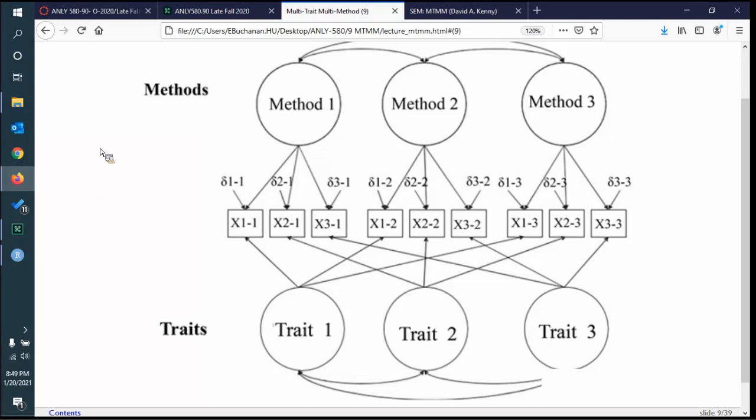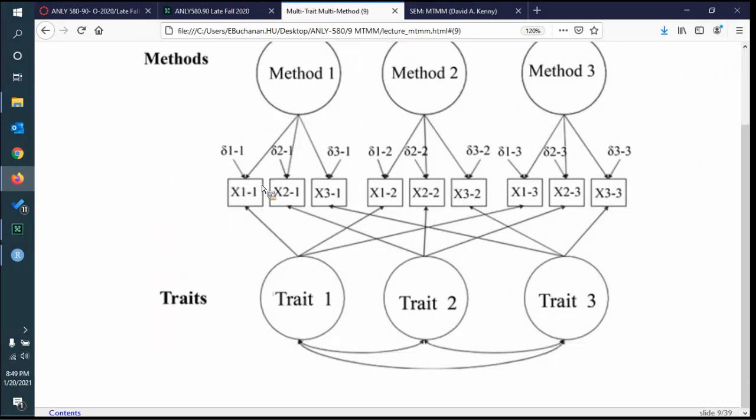And so one thing that people do tend to do wrong when you're typing these out yourself is that you program both sides as the same. Okay, don't do that. So method one is tied to all of its measures. Okay, trait one is tied to its indicator variables. So every measurement variable is going to have two arrows coming in, from different sources.